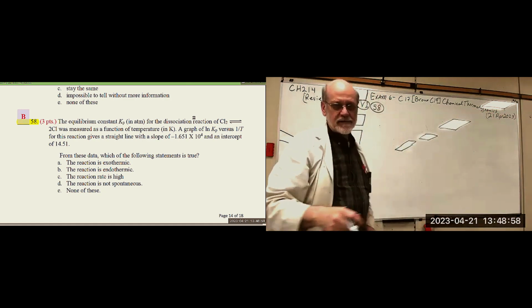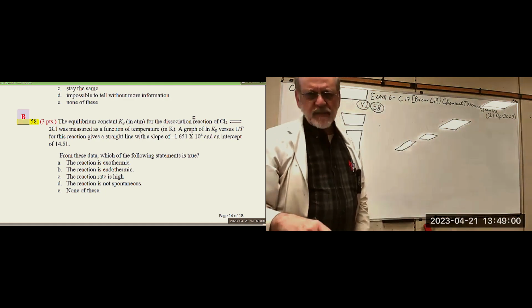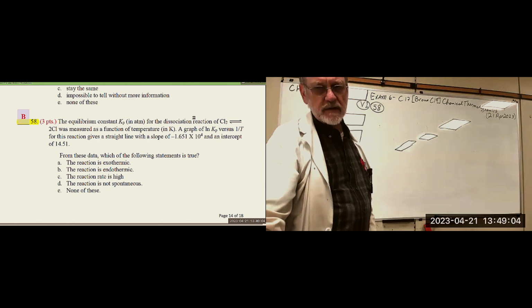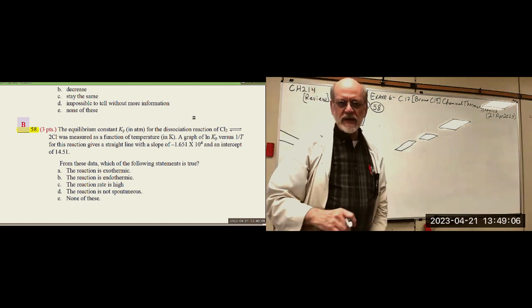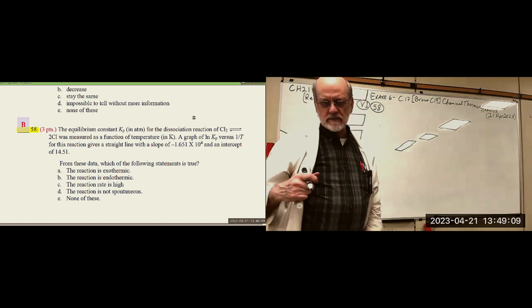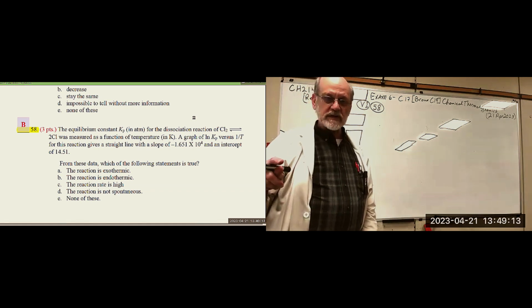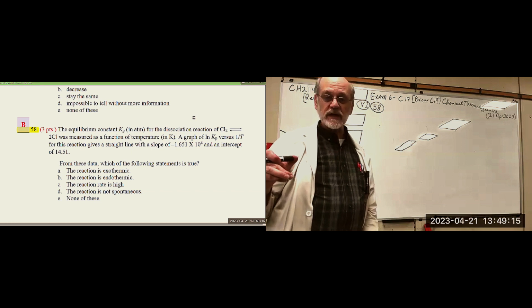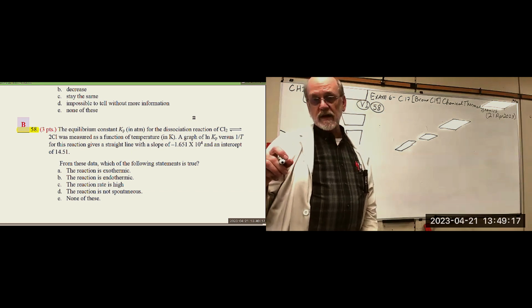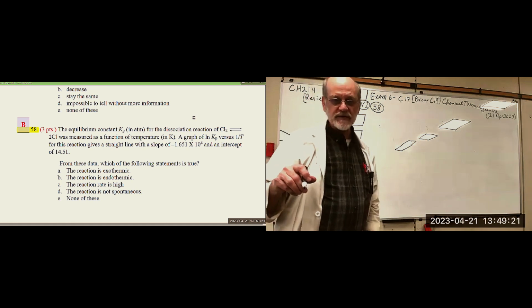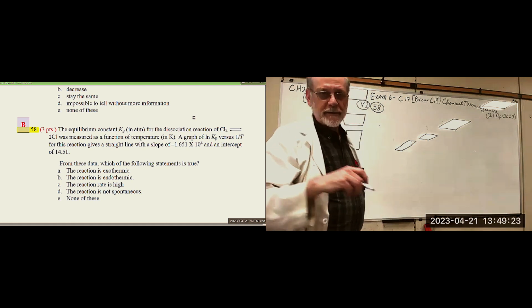$58. The equilibrium constant Kp for the dissociation reaction of Cl2 to 2Cl was measured as a function of temperature in K. A graph of log K versus 1 over T for this reaction gives a straight line with a slope of minus 1.65 times 10 to the fourth and an intercept of 14.51. From this data, which of the following statements is true?